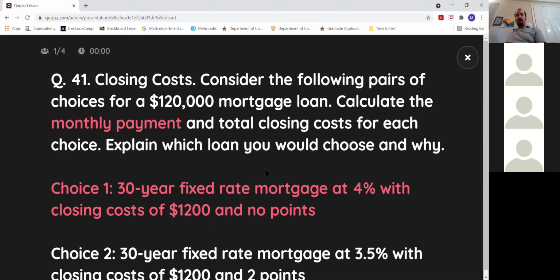Are we doing something with the 1,200 or no? No, not yet. So you don't need that for your payment. That's closing costs.